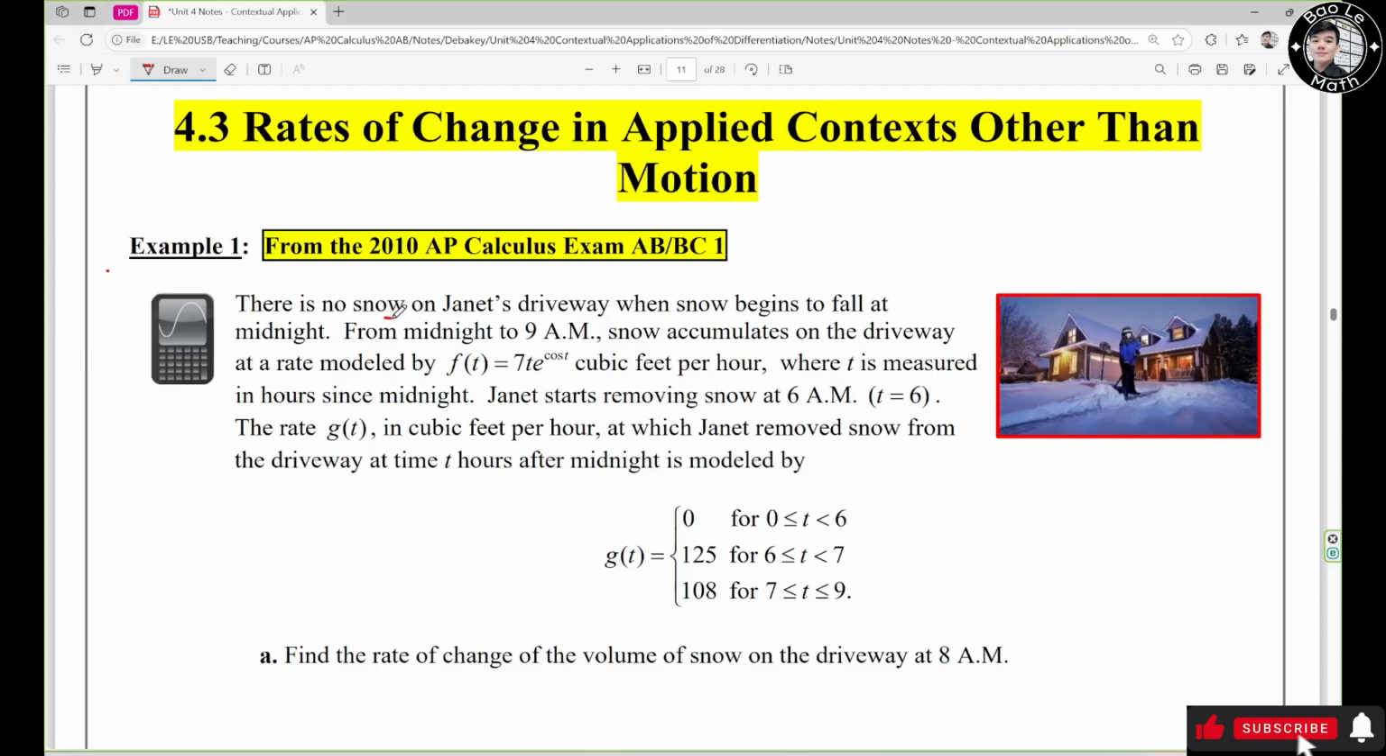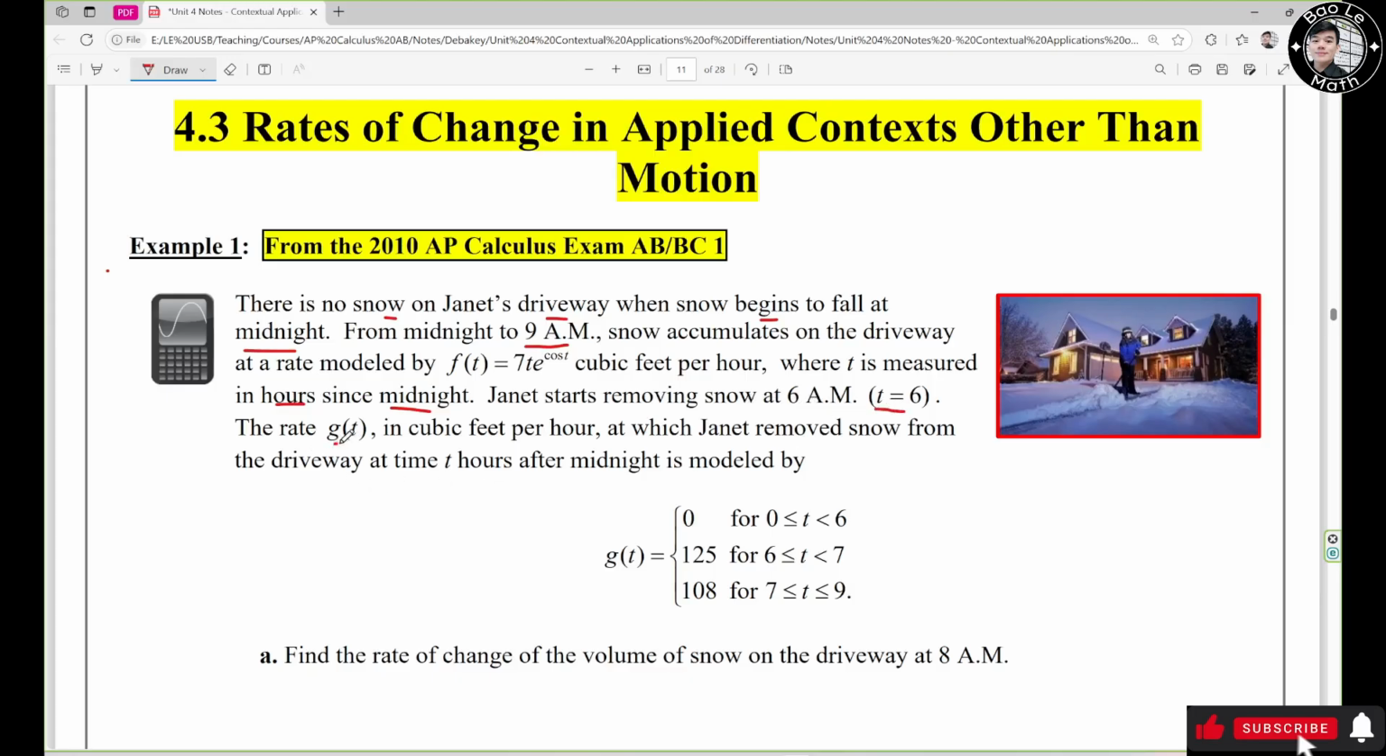There is no snow on Jenny's driveway when snow begins to fall at midnight. From midnight to 9 a.m., snow accumulates on the driveway at a rate modeled by f(t) = 7t e^(cos t) cubic feet per hour, where t is measured in hours since midnight. Jenny starts removing snow at 6 a.m., which means t equals 6.